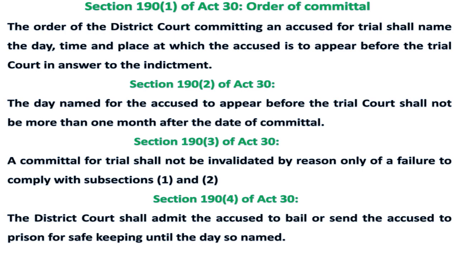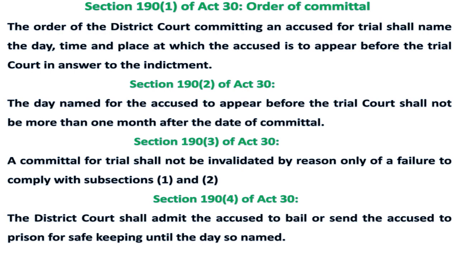The day named for the accused person to appear before the trial court shall not be more than 1 month after the date of committal. So now that we have decided to commit you for trial, we must tell you that we are committing you for trial at the High Court Criminal Court 2 at this particular time, to go there and answer to the trial on indictment. But we must not give a date that will be too far away. After committing for trial, Section 190(2) says that the day named for the accused to appear before the trial court shall not be more than 1 month after the date of committal.